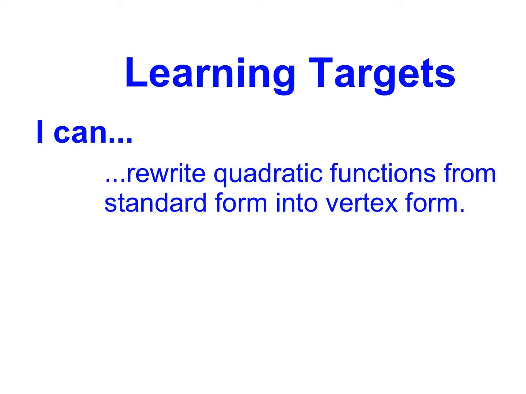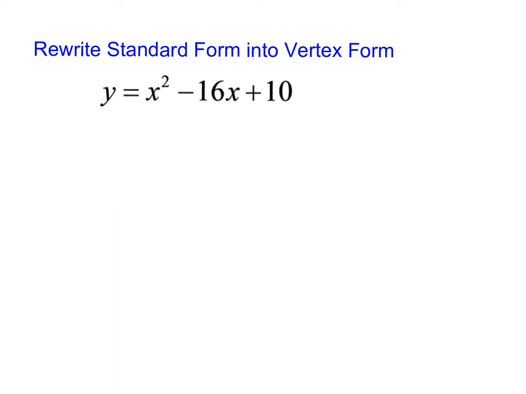In this video, we're going to be rewriting quadratic functions from standard form into vertex form. So on the screen here, I see an example of standard form, and we're going to rewrite this standard form into vertex form. Now remember, vertex form is of the form y equals a times in parentheses x plus our h value squared, then plus k.